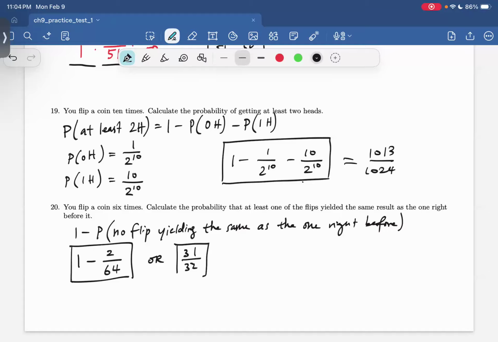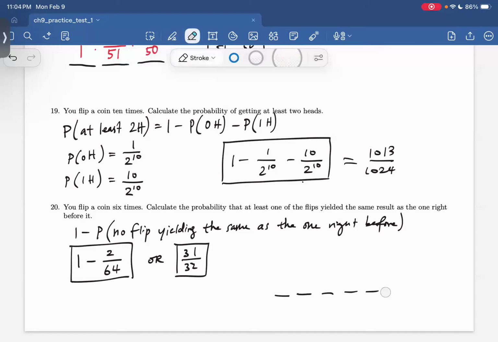Now you might be asking me, how in the world did I get 2 over 64? Well, you just think about the number of possible desired outcomes over the number of possible outcomes. Okay, so possible outcomes, that's pretty straightforward. We have six flips, and each flip could go one of two ways. So that comes out to 2 to the 6 possible outcomes.